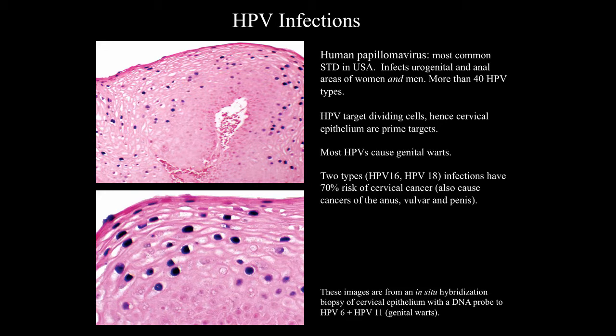As we said, most HPVs do cause genital warts, but there are two types, HPV 16 and HPV 18 infections. These infections have a 70% risk of cervical cancer. They also can cause cancers in the anal area and the vulva and in the penis. So men are not immune to getting these HPV infections, and as a sexually transmitted disease, they may pick up the HPV from their partner. As you know, there have been recent developments of vaccines against HPV viruses, and it's good medical practice now to inoculate both young men and women against the HPV viruses.